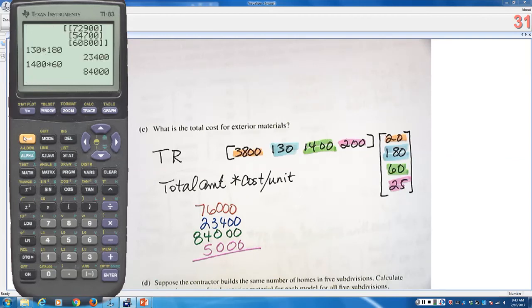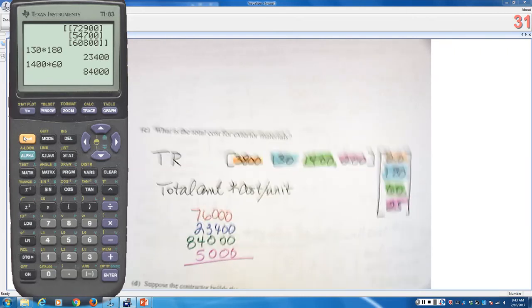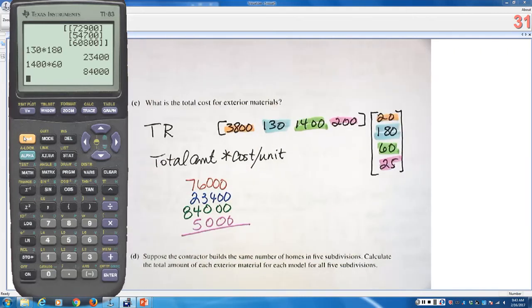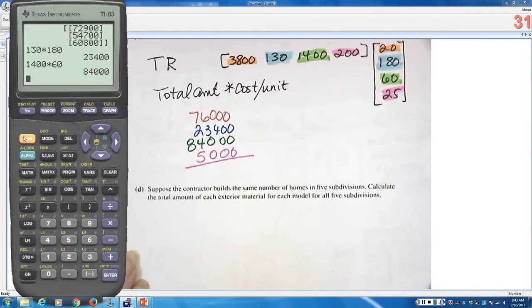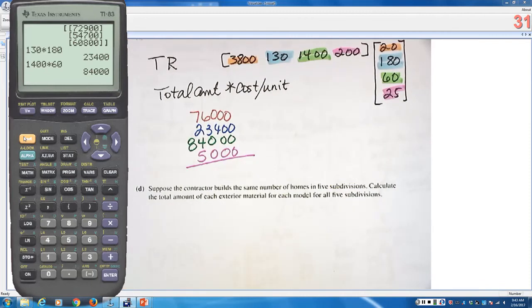My brain's telling me there ought to be a way to get it to come up with that matrix T, but I'm not intuitively figuring out how to get the calculator to do that. Okay, the last question says, suppose the contractor builds the same number of homes in 5 subdivisions. Calculate the total amount of each exterior material for each model for all 5 subdivisions.